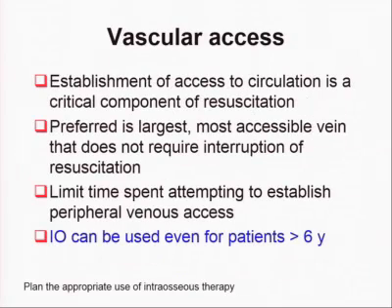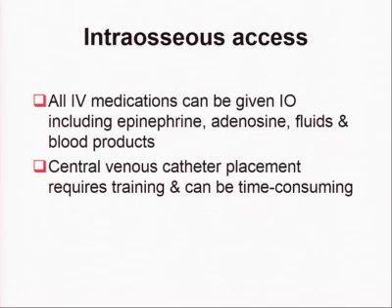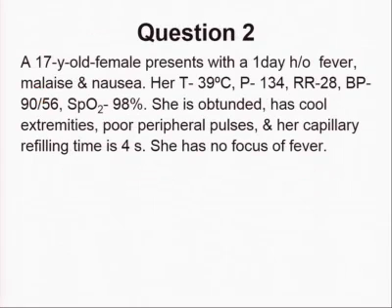Excellent, that is the correct answer. And again, what you're expected to know is plan the appropriate use of intraosseous therapy. And here, access to the circulation is the most critical component of resuscitation. Use the largest accessible vein that doesn't require interruption of resuscitation. Don't waste time and limit your attempts. The big thing was you can use intraosseous even in an older child, and all medications can be given through the intraosseous route.